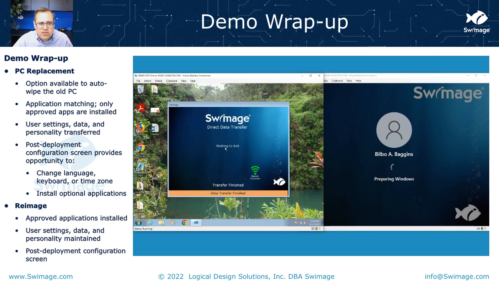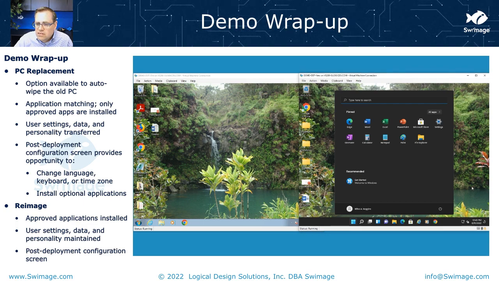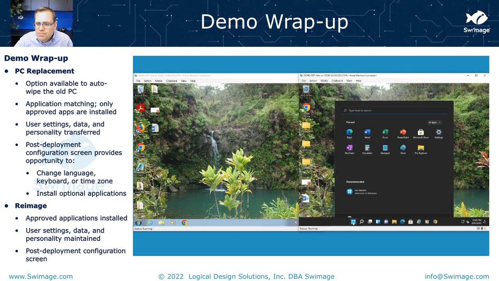Now, what you can do with Swimage is you can trigger this so that it will auto-wipe this machine. Most often you don't do that, but you can if you're high security and you want to ship a bare metal device back on this old hardware, you can do that. So Swimage can actually wipe that device because all the data and all the settings have been already transferred to the new machine. Okay, we are logged in, and you got your nice little Windows 11 start menu.